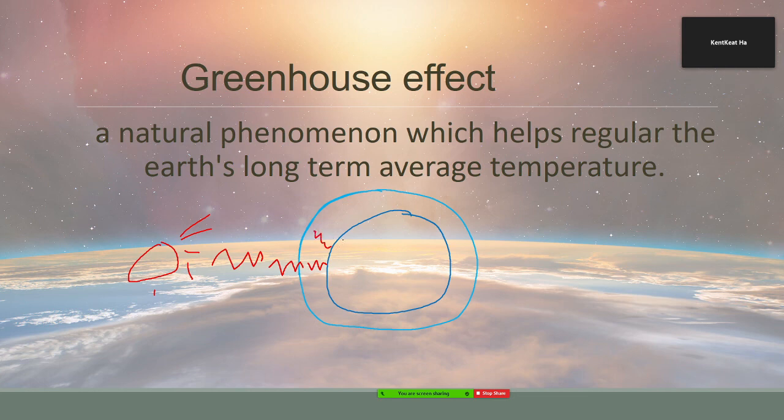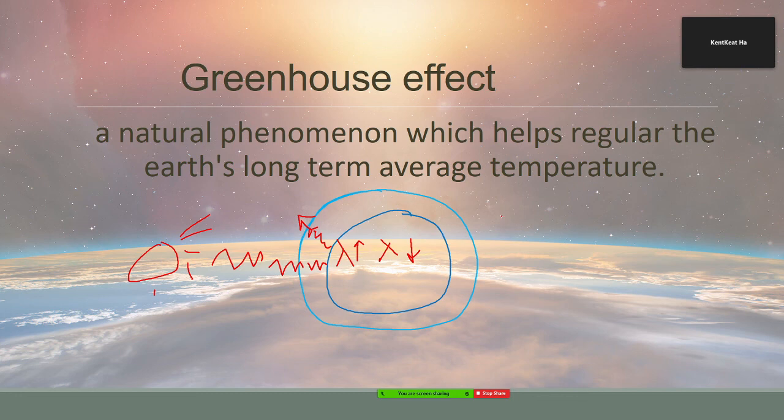What kind of wavelength cannot penetrate this layer, I mean the greenhouse layer? The longer wavelength or the shorter wavelength? There was an STPM question asking which kind of wavelength cannot penetrate through the layer. Infrared wavelength.